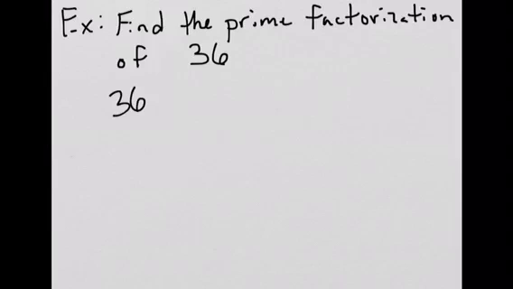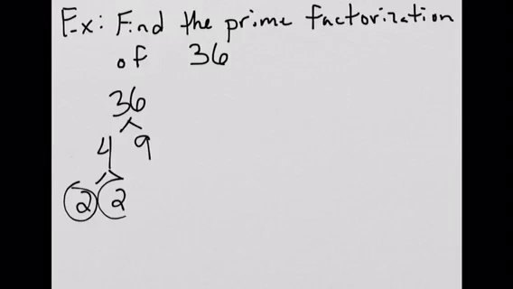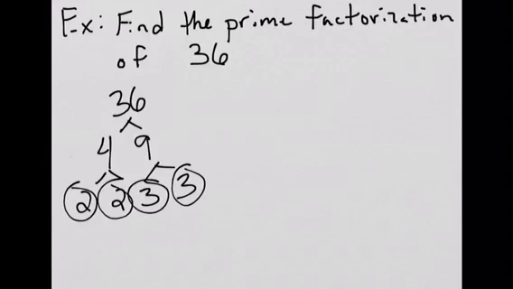So I'm going to take 36. Let's just start with 4 times 9 this time. Well, 4 breaks down into 2 times 2, both of those being prime. 9 breaks down into 3 times 3. Again, both of those being prime. So for my prime factorization, we have 2 2's and we have 2 3's. So 2 squared times 3 squared.